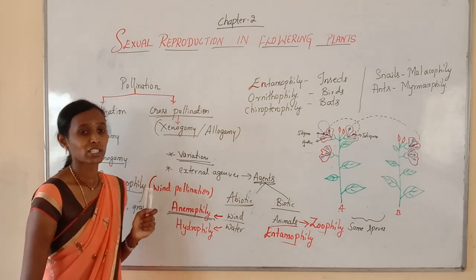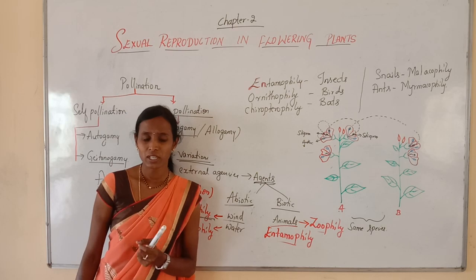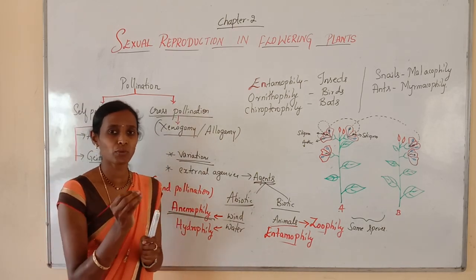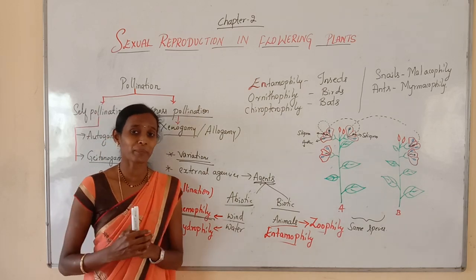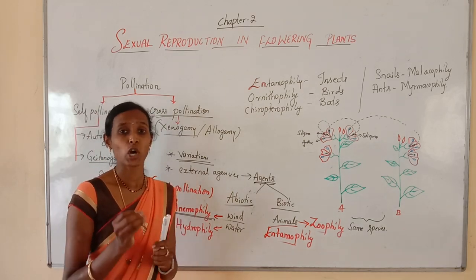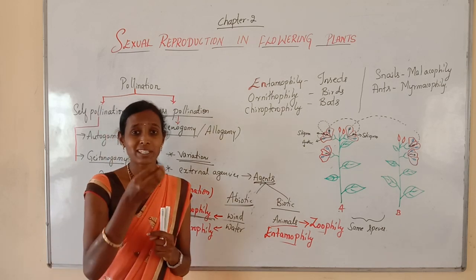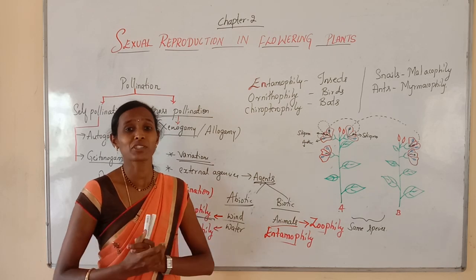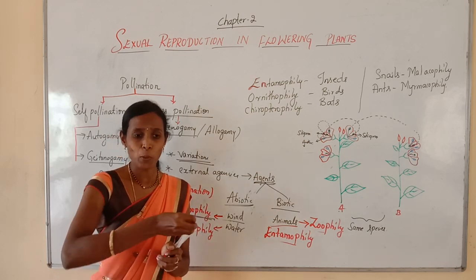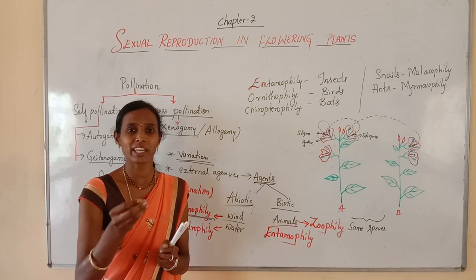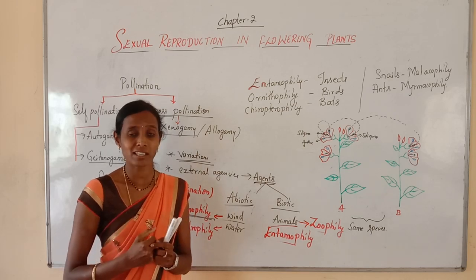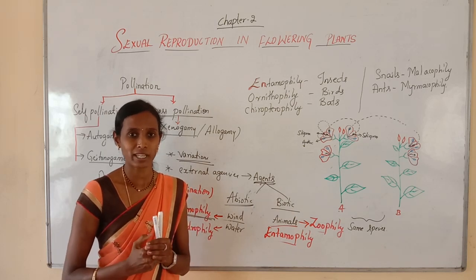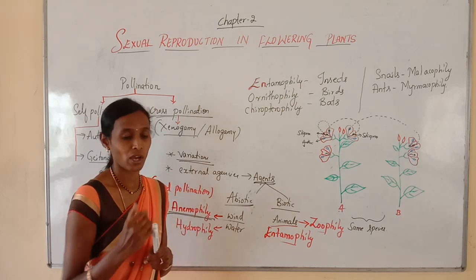I told you the stigma is feathery and sticky. Feathery in nature means it is like hair. I can give you one best example: you may have seen a maize cob. The hairy structures you can see on a cob, called tassels, are nothing but the style and stigma. Many styles and stigmas can be seen on a cob, and they usually wave in the wind to catch the windborne pollen grains. That is the characteristic feature in maize.